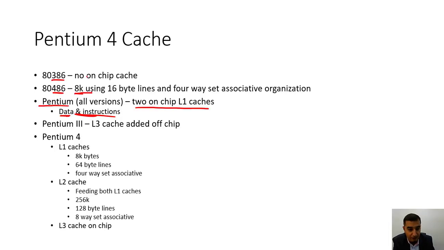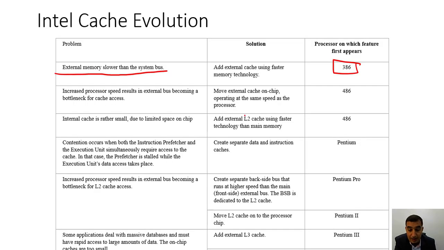So this is the 486. With the 386 there was no on-chip cache. With the 486 they put the cache inside the CPU. Then they said the internal cache is rather small due to limited cache space. They added an L2 cache outside the processor. So in the 486 we had the L1 cache inside the processor and the L2 cache outside the processor. So we had 2 caches. Then came the Pentium. In the Pentium the problem started: contention occurs when both instruction prefetch and the execution unit simultaneously require access to the cache.